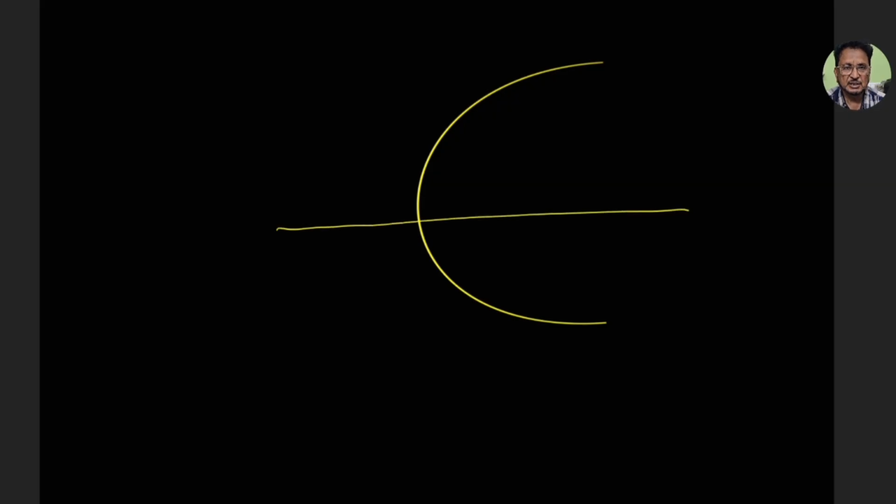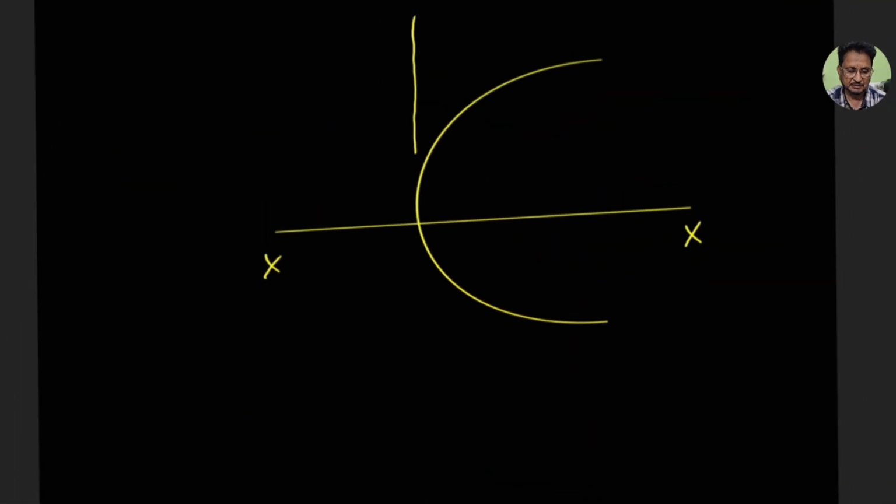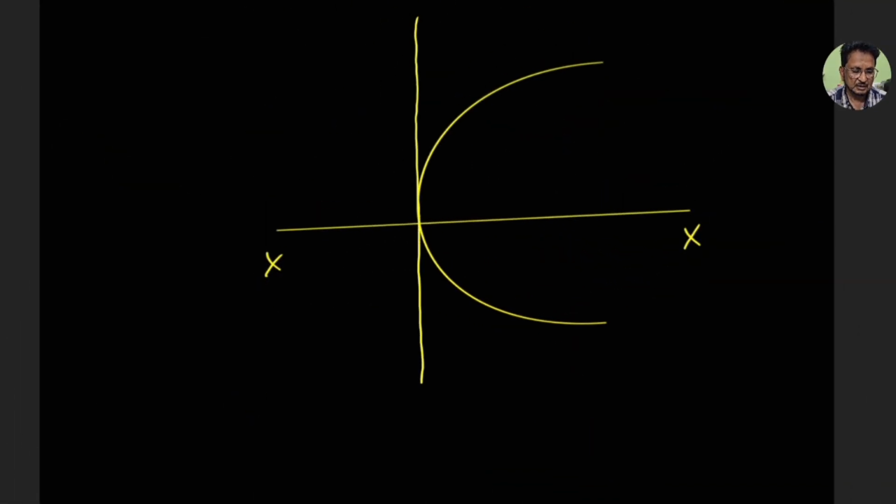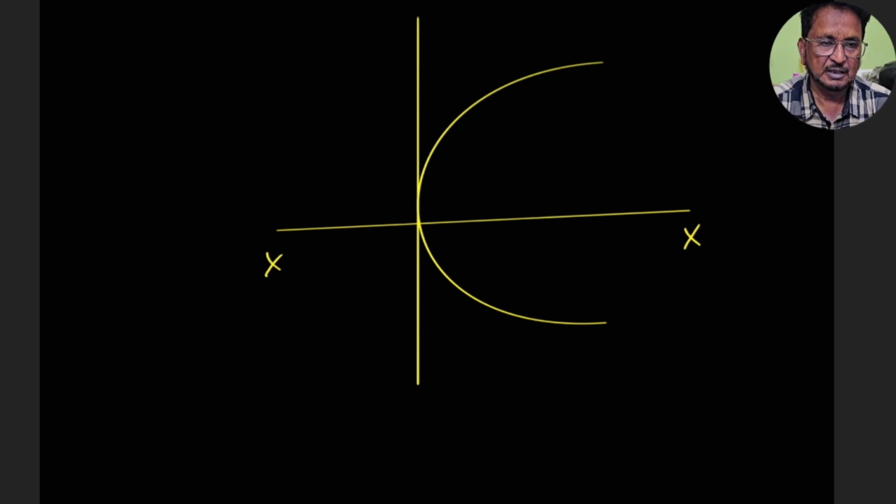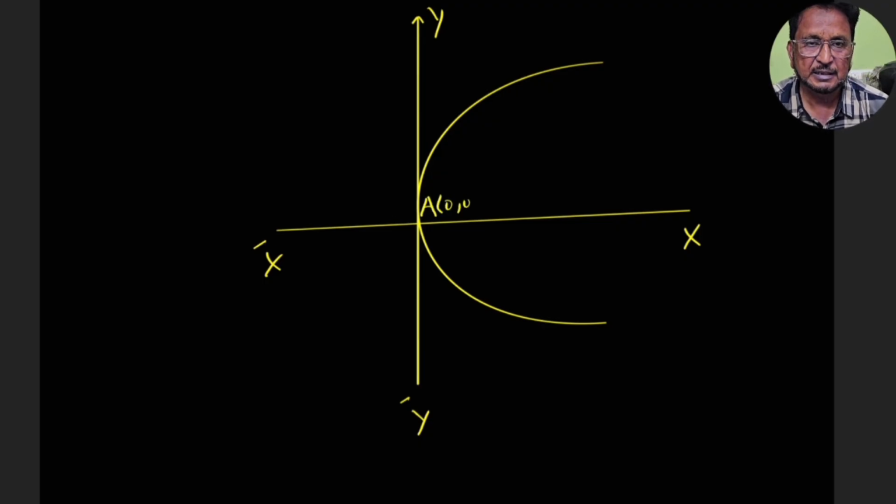Today we shall study one of the important topics of intermediate mathematics, second year. Let's derive the equation of parabola in standard form. First we shall draw a parabola. Its axis is taken as x-axis and y-axis as y dash. Their point of intersection we can take as the vertex A, (0, 0).